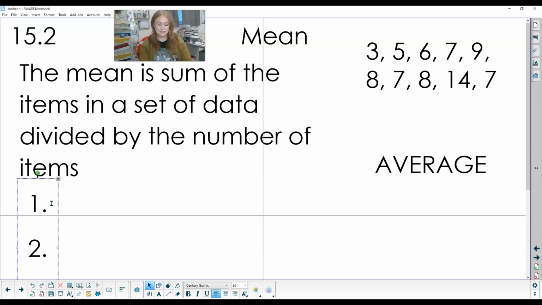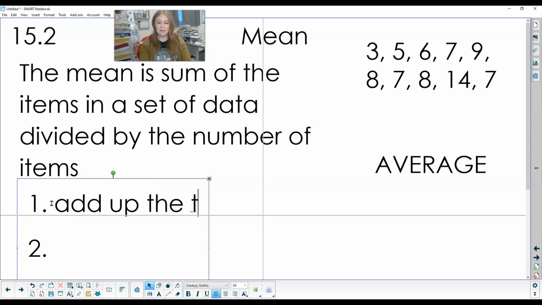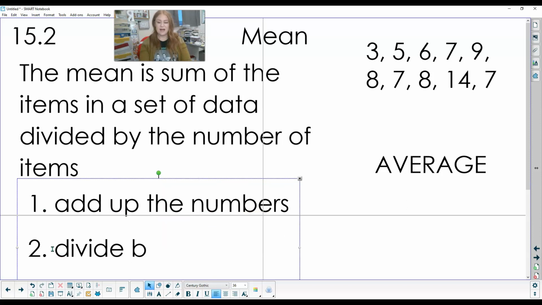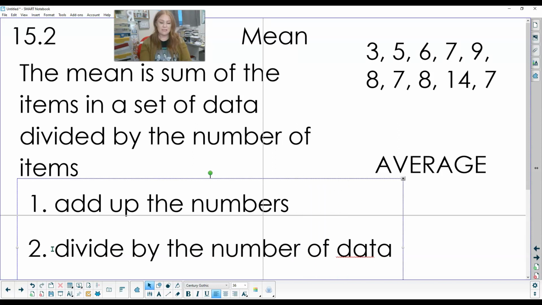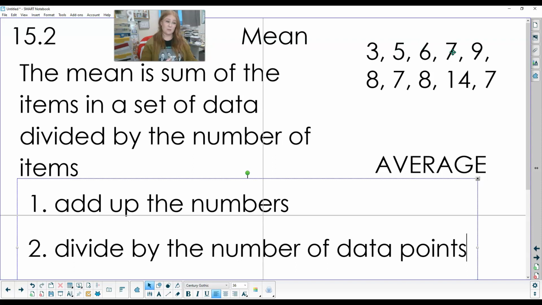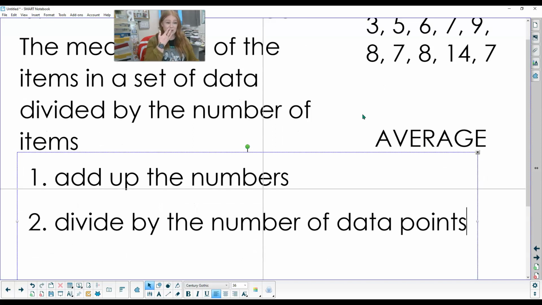So our two steps are: one, add up the numbers, and two, divide by the number of data points. For this one, we would add these up. 3 plus 5 is 8. 8 plus 6 is 14, 21, 30. These are nice so far. So here we have 38.